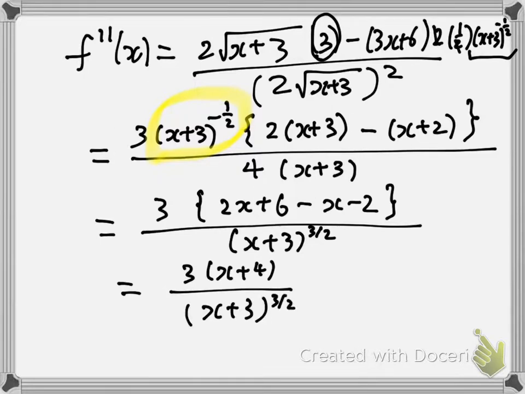Alright, so what are the PPOIs? Maybe you think negative 3 should be a PPOI because it makes the denominator 0, so it makes f double prime undefined. And maybe you realize that here's another one, negative 4, which is another PPOI because it makes the numerator 0.